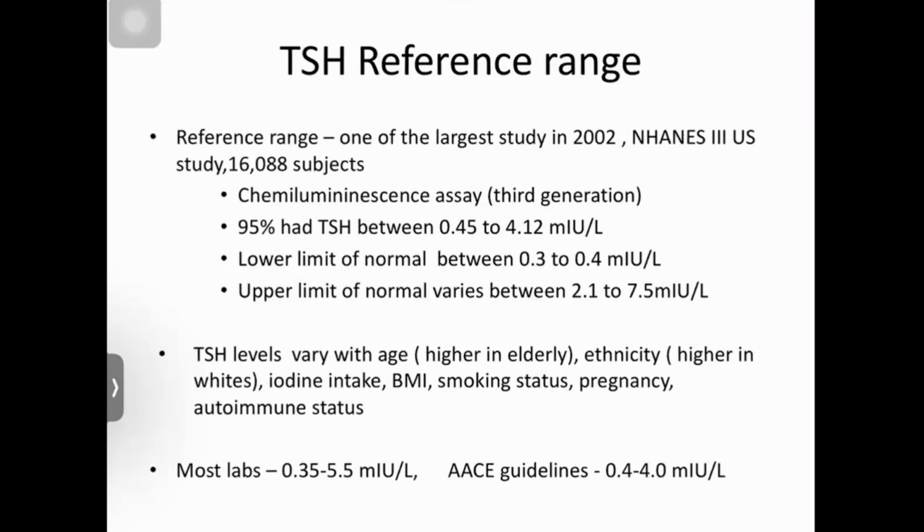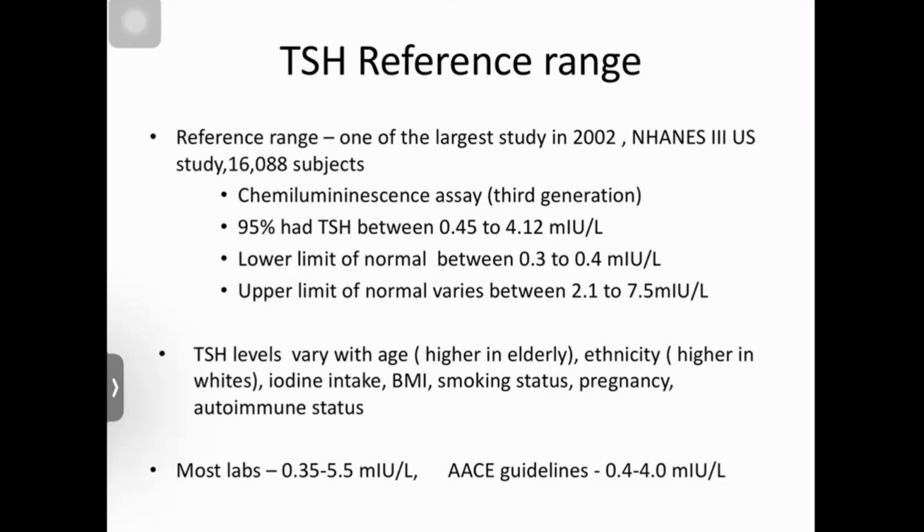So how did we get to this reference range? It was based on the largest study in 2002 by the National Health and Nutrition Survey, which was done in the US. It was a US study, 16,000 subjects. They used the third generation chemiluminescence assay. So 95% within the two standard deviations had a TSH between 0.45 to 4.1. Now this was the normal range.